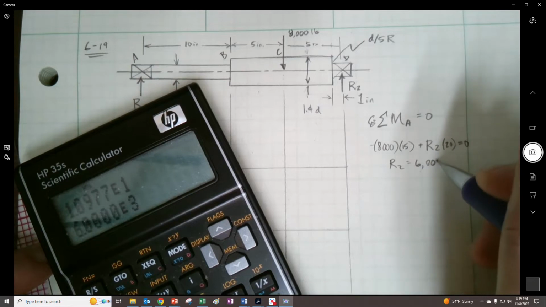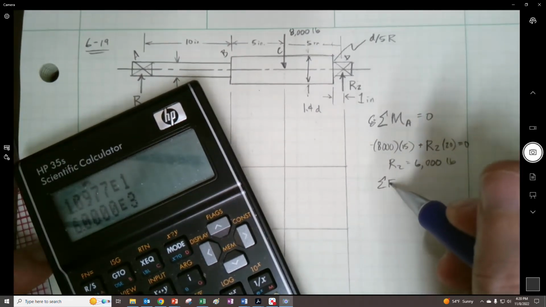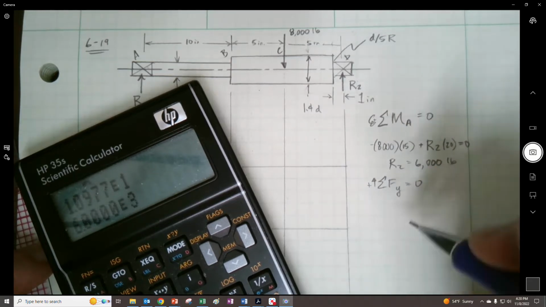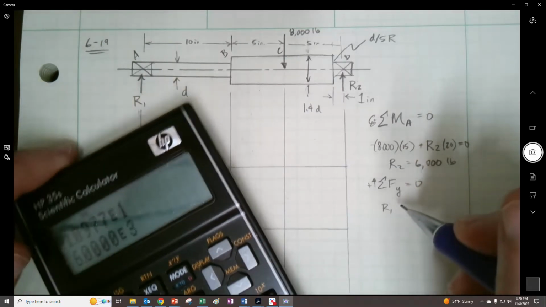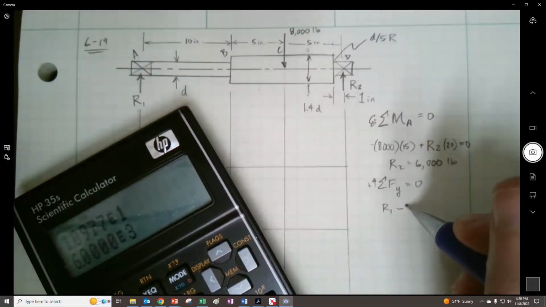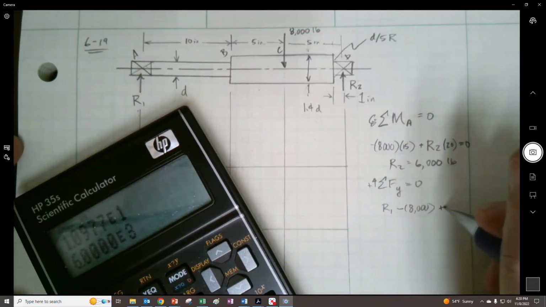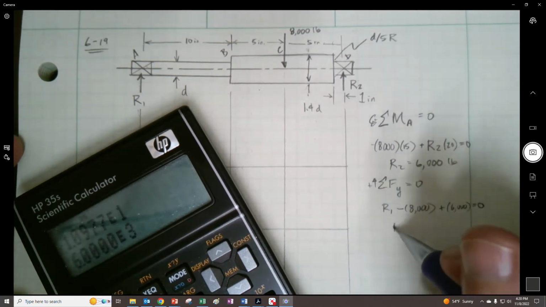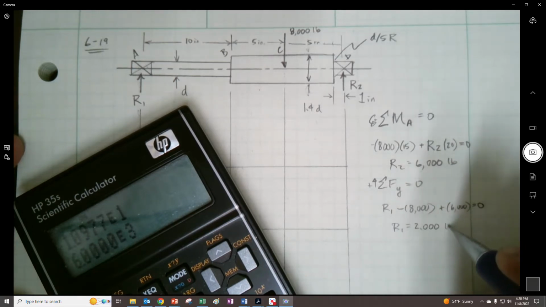We could do the rest in our head, probably, but let's go ahead and do it anyway. Sum of the forces in the y direction equals 0. Up is positive. So we say R1 minus 8,000, and then plus 6,000 equals 0. So we have R1 is equal to 2,000, right? I could do that in my head.